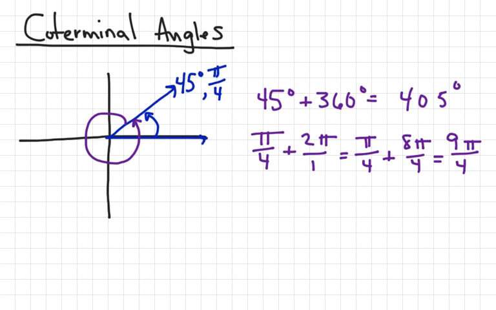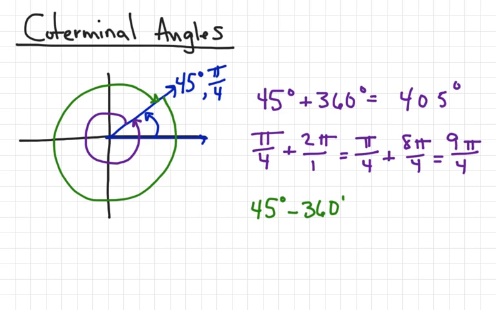What if I instead start at my 45-degree angle, and instead of continuing counterclockwise, I decide that I'm going to go clockwise, a full circle? Well, clockwise, we said, is the negative direction. So instead of adding 360 or 2 pi, I would subtract. So I would start with 45 degrees, and I would subtract 360. And then I would be at negative 315 degrees.